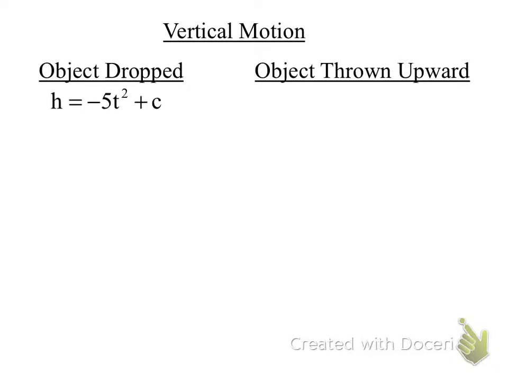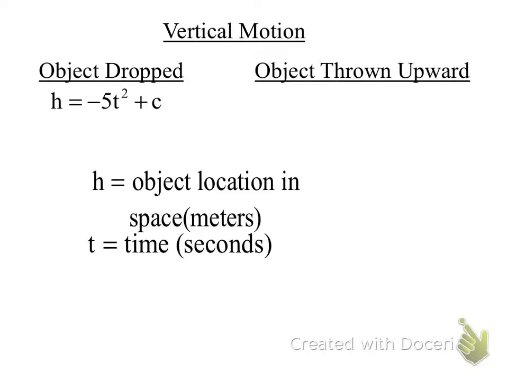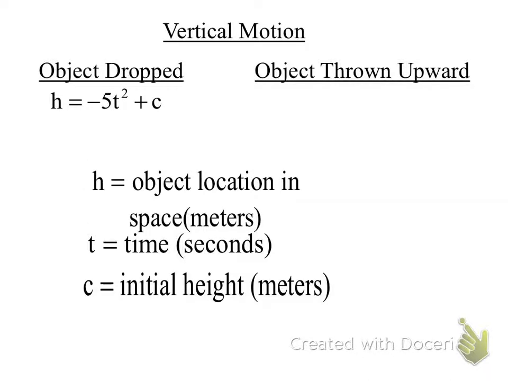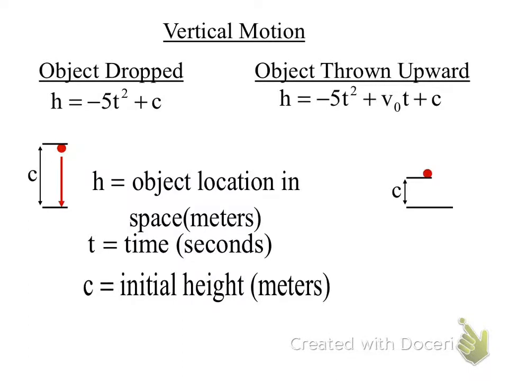So, object dropped. Remember, our H stood for our ending location, our ending height. T is for time, C is for the initial height. The difference between an object thrown up and making that parabola that a ball makes would be velocity that we're adding. Okay? So I'm adding the velocity.